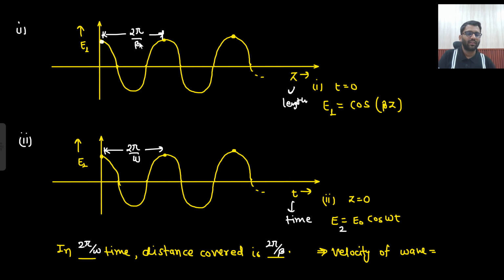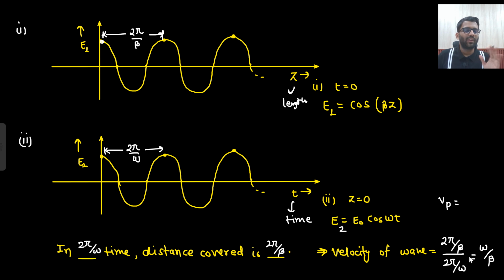So what is the velocity? Distance upon time. What is the distance? 2 pi by beta. What is the time taken? 2 pi by omega. What will be the answer? Omega by beta. V equals velocity. Okay. This is known as phase velocity.